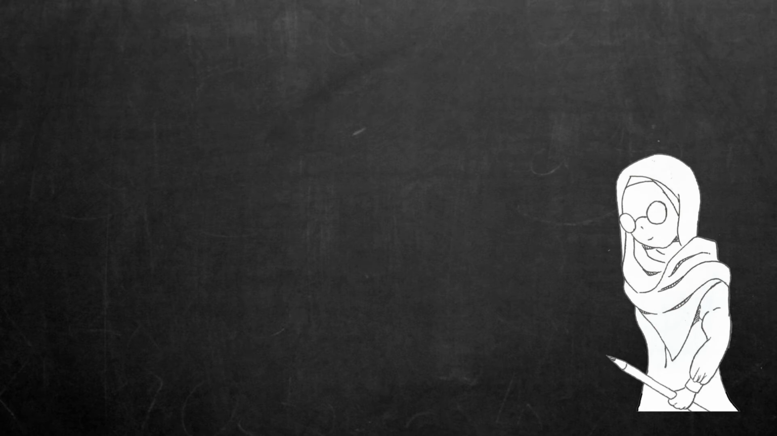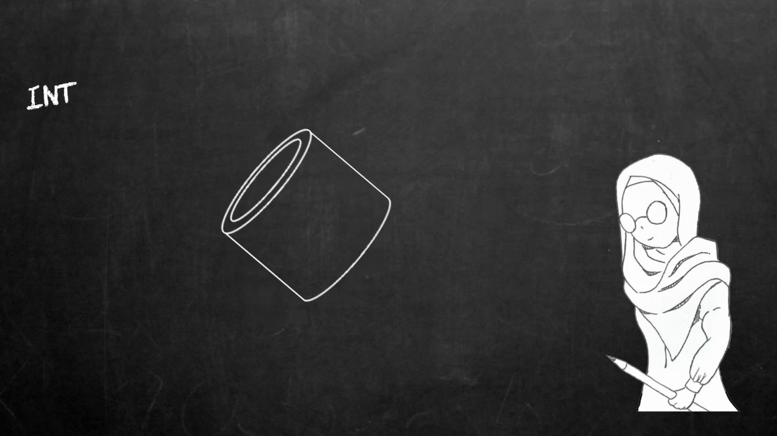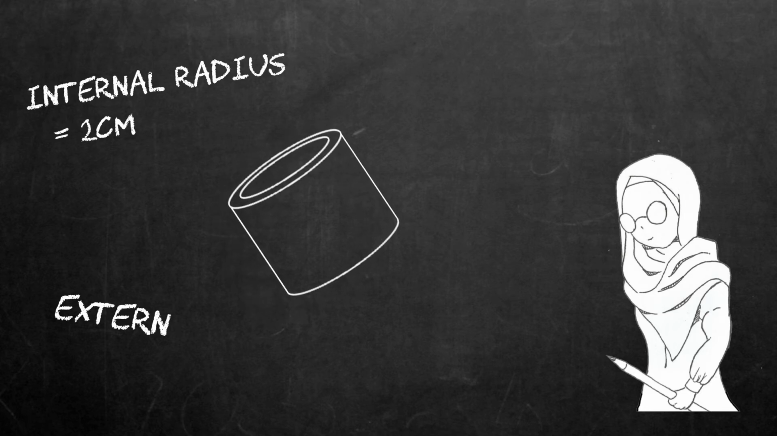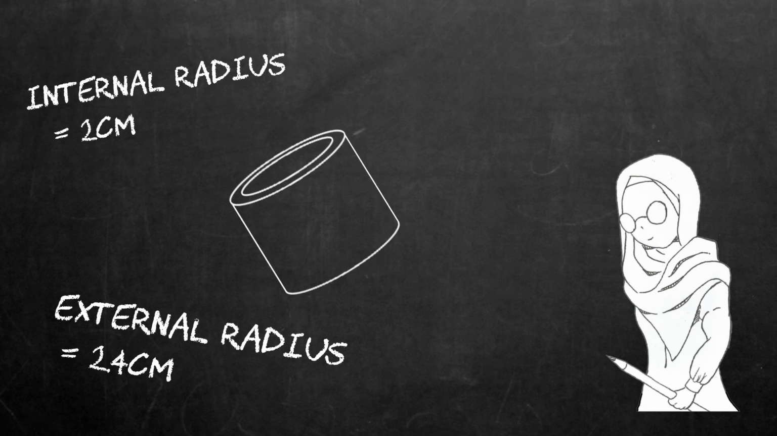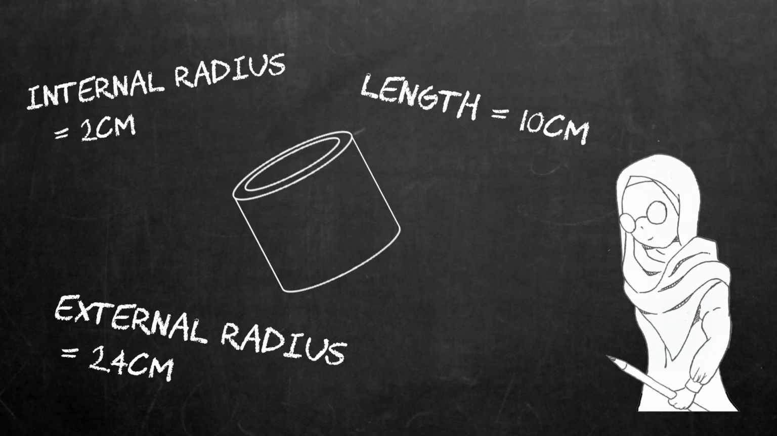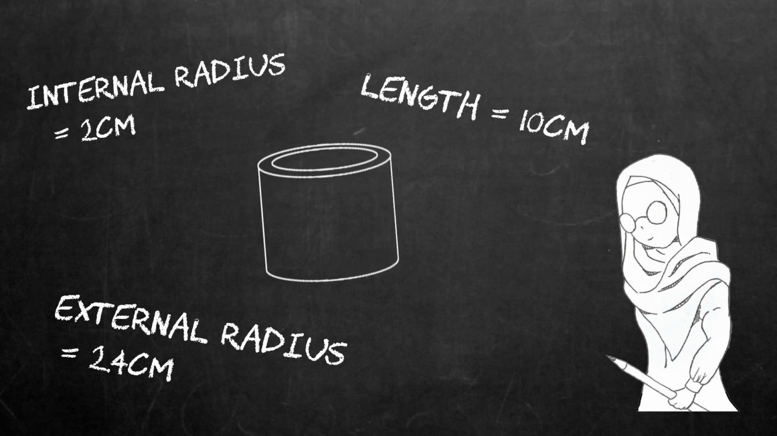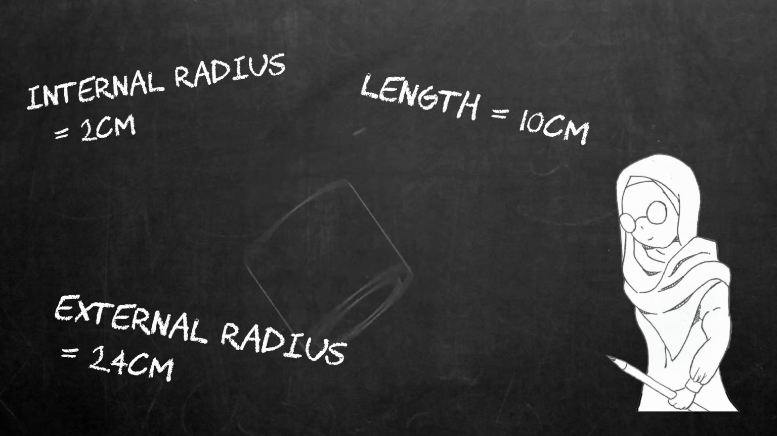So the next one is cylinder. For the next example, we will look at a metal pipe. The internal radius is 2 cm and the external radius is 2.4 cm. The metal pipe has a length of 10 cm. We want to calculate how much metal is used to construct this metal pipe.